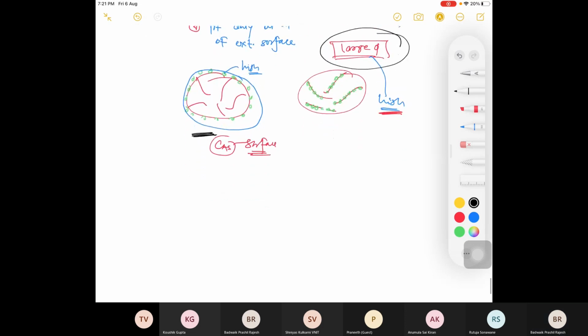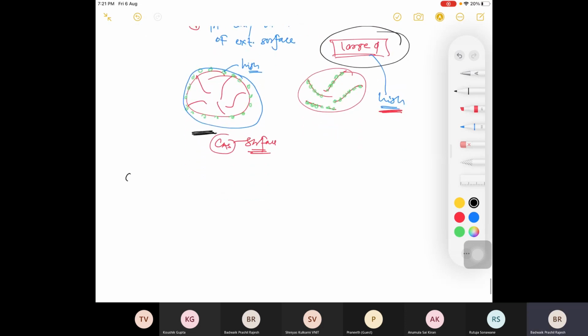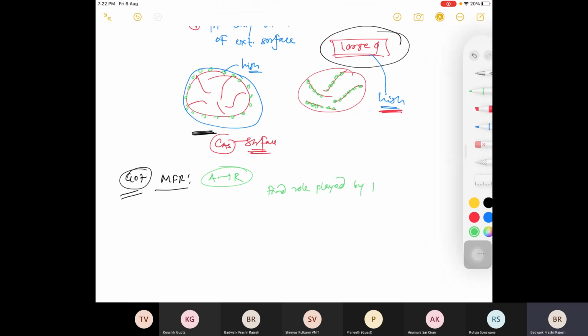Then solve this question, GATE 2007. A mixed flow reactor is given. A gives R. Find the role played by pore diffusion.